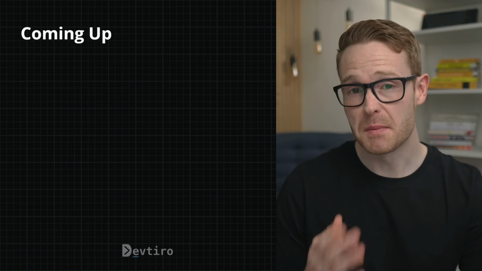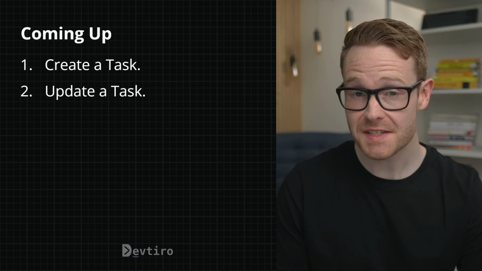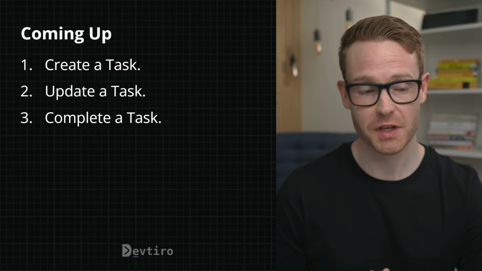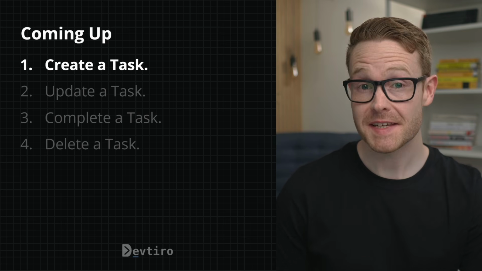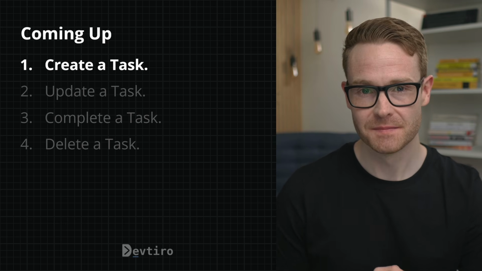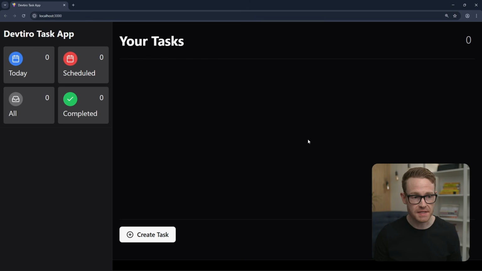So here's what we have coming up in this lesson. We're going to create a task, we're going to update a task, we're going to complete that task, and we're going to then delete the task. So let's get started and create a task. So here we are on the user interface. Don't worry, I'll show you how you can run this locally a little bit later in the build. For the minute, we're just going to explore what it can do.